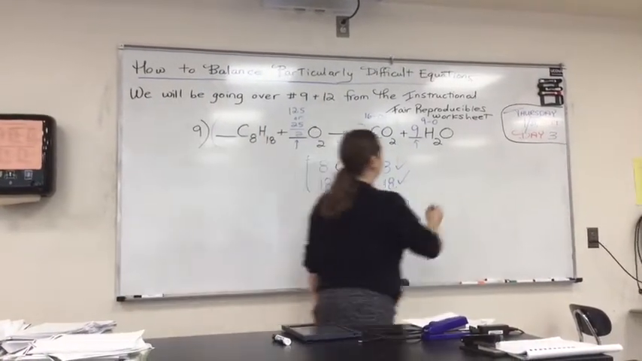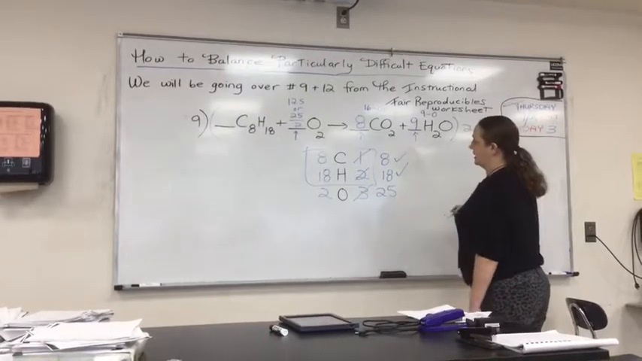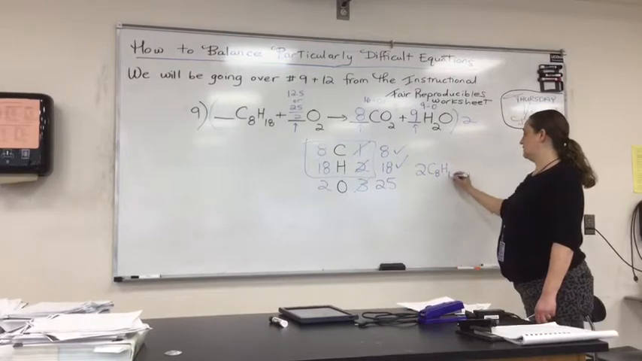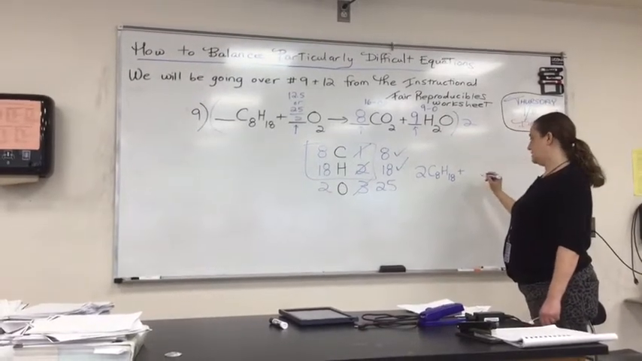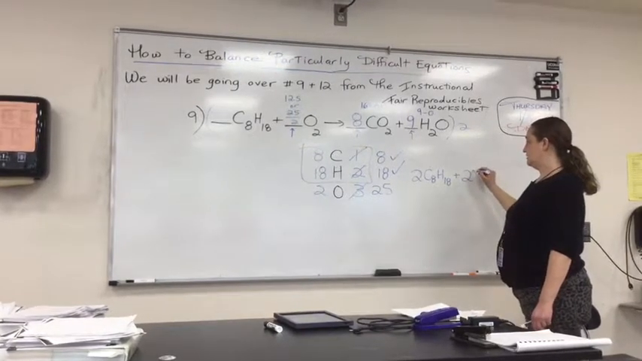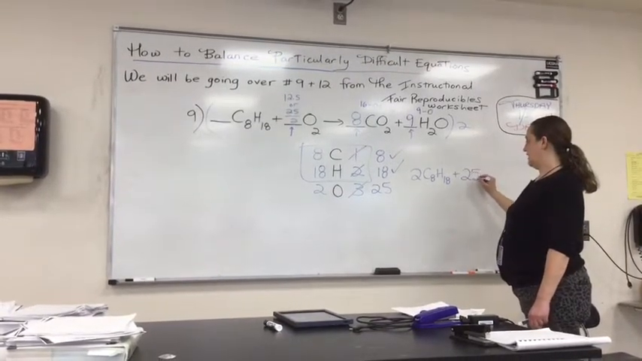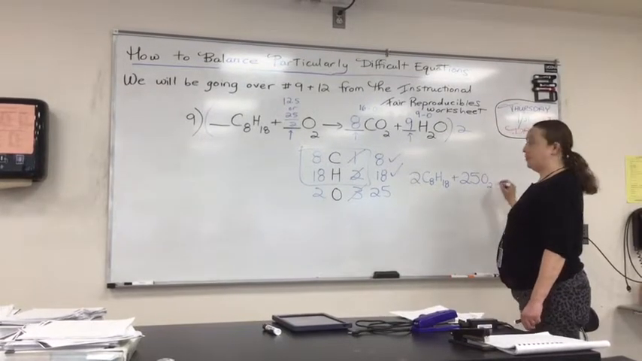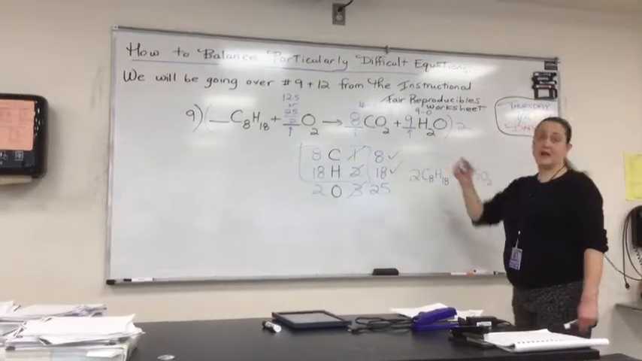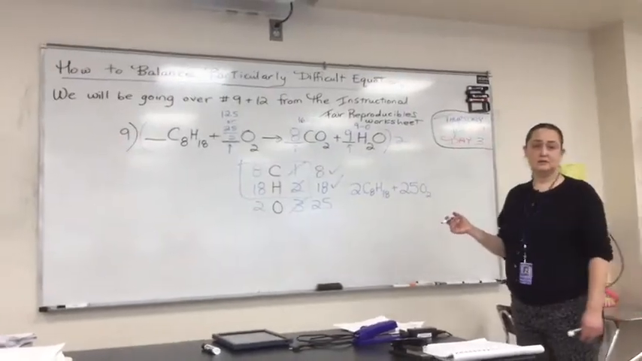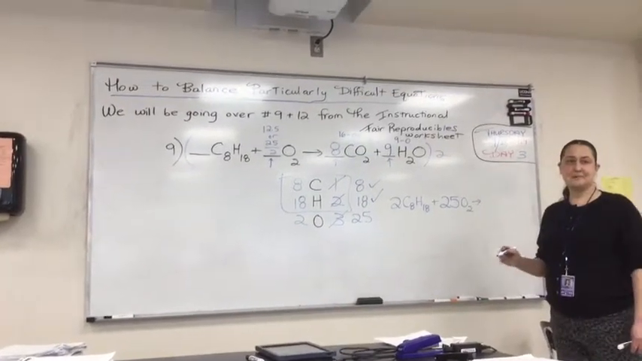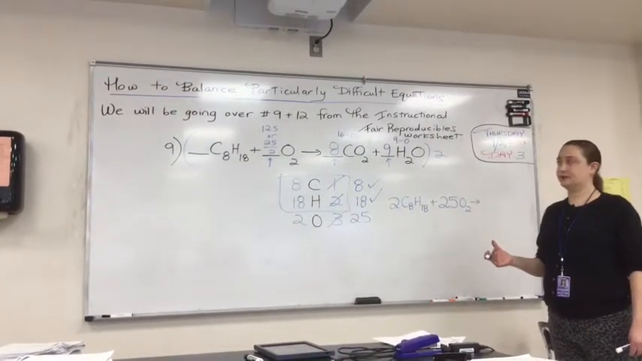And then same thing, we've got to multiply this by 2, just like algebra class. So we get 2 octanes. Plus how many oxygens? 25, because you can't have half of a molecule. So if you have the half, you have to double it to get the correct ratio.